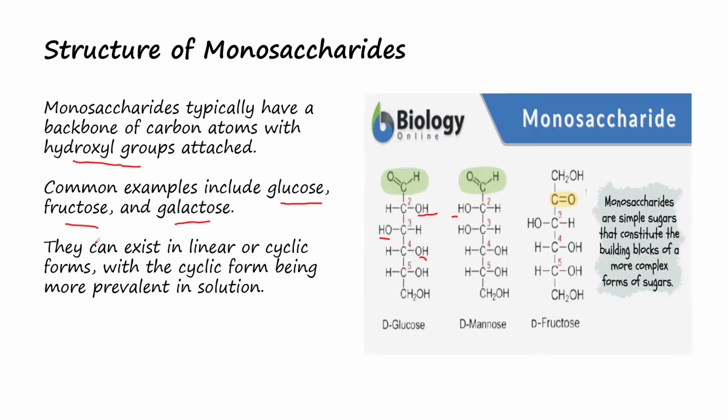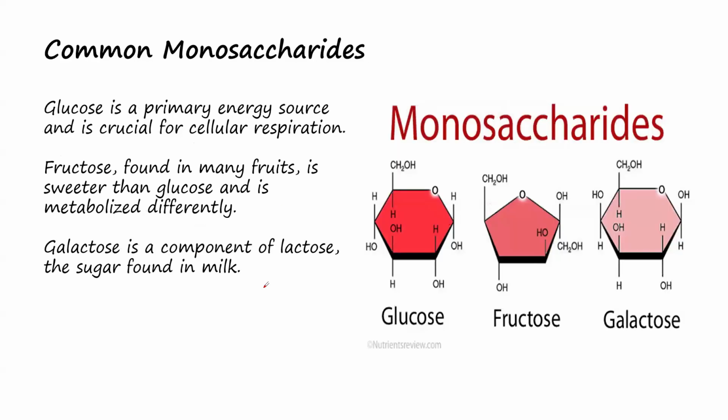These sugars can exist either in a linear form, like in this case, this is a linear form, or they can exist in cyclic forms, with the cyclic form being more prevalent in solution. Most of these monosaccharides form a cyclic form in solution. So this is how monosaccharides can exist. They can be either linear or cyclic, but they are mostly found as cyclic in solution.